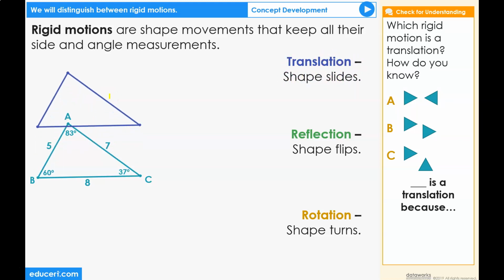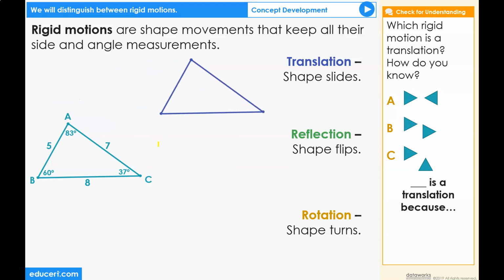For example, here is a translation. The shape slides up, and then the shape slides to the side. After a shape goes through any of the rigid motions, this new shape will have a copy of the letter vertex but with an apostrophe that in math we call prime. So this is the triangle A prime, B prime, C prime.